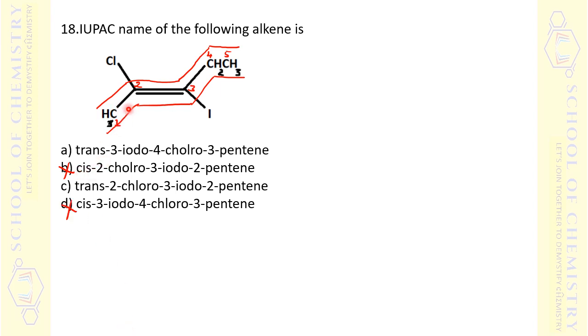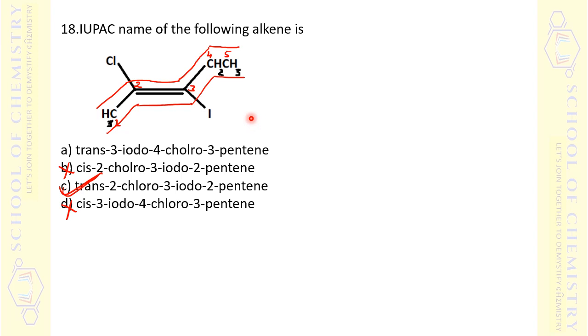As we have seen, the positions of chlorine and iodine will be 2 and 3, and the position of the double bond will be the second position. Based on that, the correct answer should be trans-2-chloro-3-iodo-2-pentene, pent-2-ene. So this will be the answer. IUPAC nomenclature is one of the very important sections where you can definitely expect questions, so you should be well versed with this. Of course, this is a simple molecule; you can do the nomenclature of slightly more complicated molecules also.